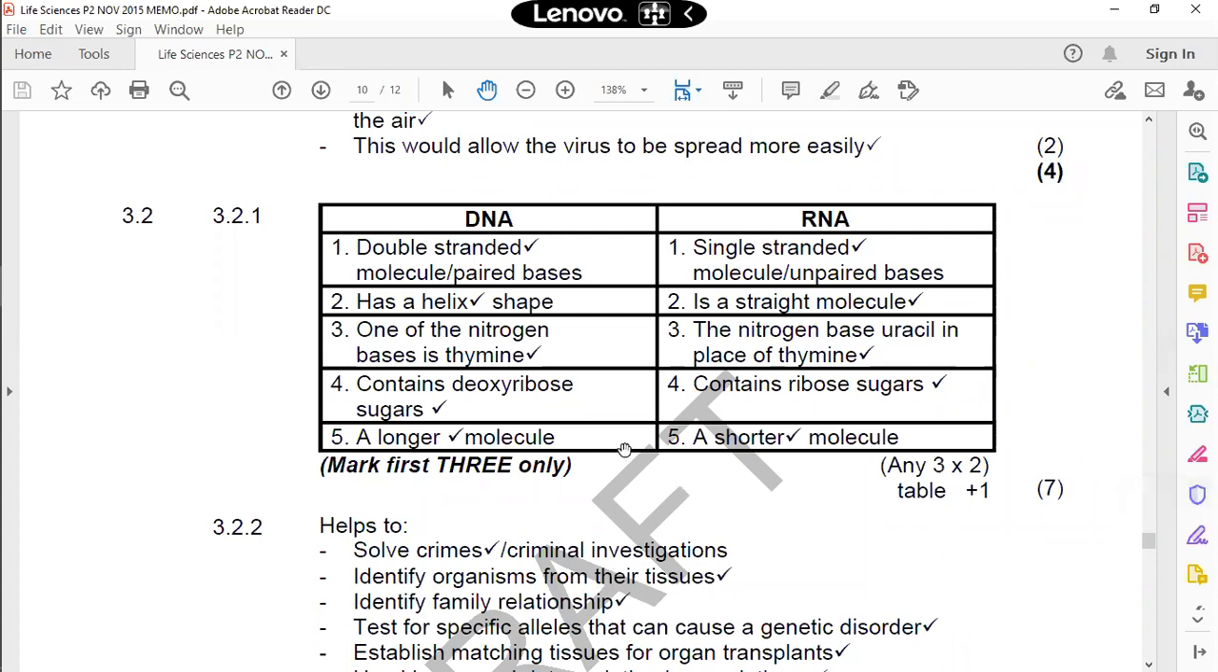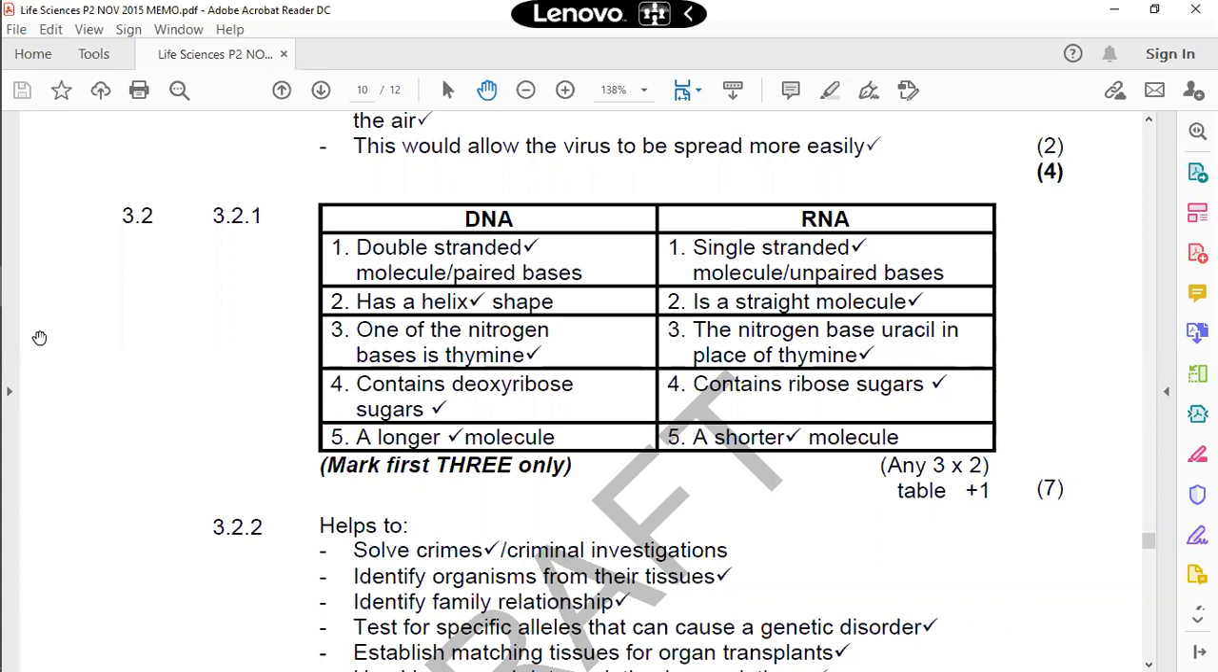Let's just take a look if there's any more changes we didn't pick up. Oh, yes. One more thing. Thymine. We haven't discussed that in detail because we haven't done protein synthesis or RNA yet. In DNA, we have thymine, but in RNA, we have got uracil. So in RNA, uracil replaces thymine. Okay.